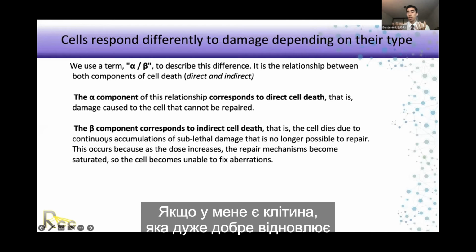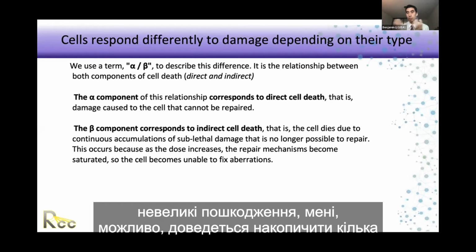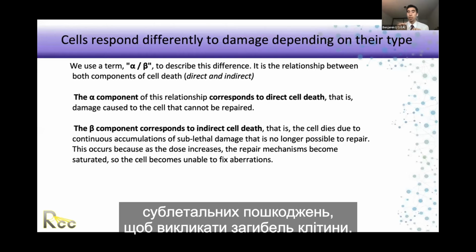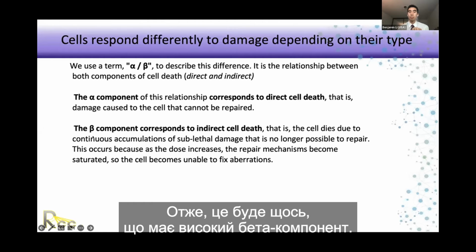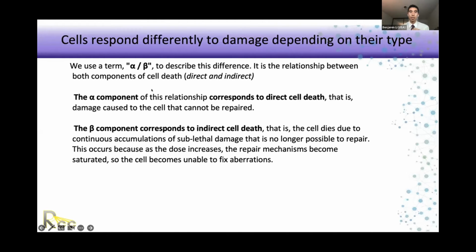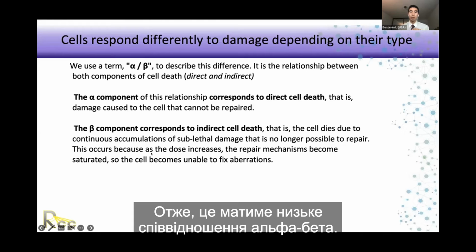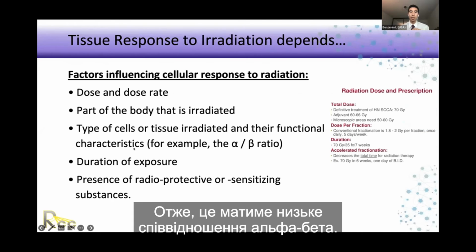If I have a kind of cell that is really good at repairing small amounts of damage, I may have to accumulate multiple sublethal damage to cause cell death. So this would be something that has a high beta component. And so this would have a low alpha beta ratio.